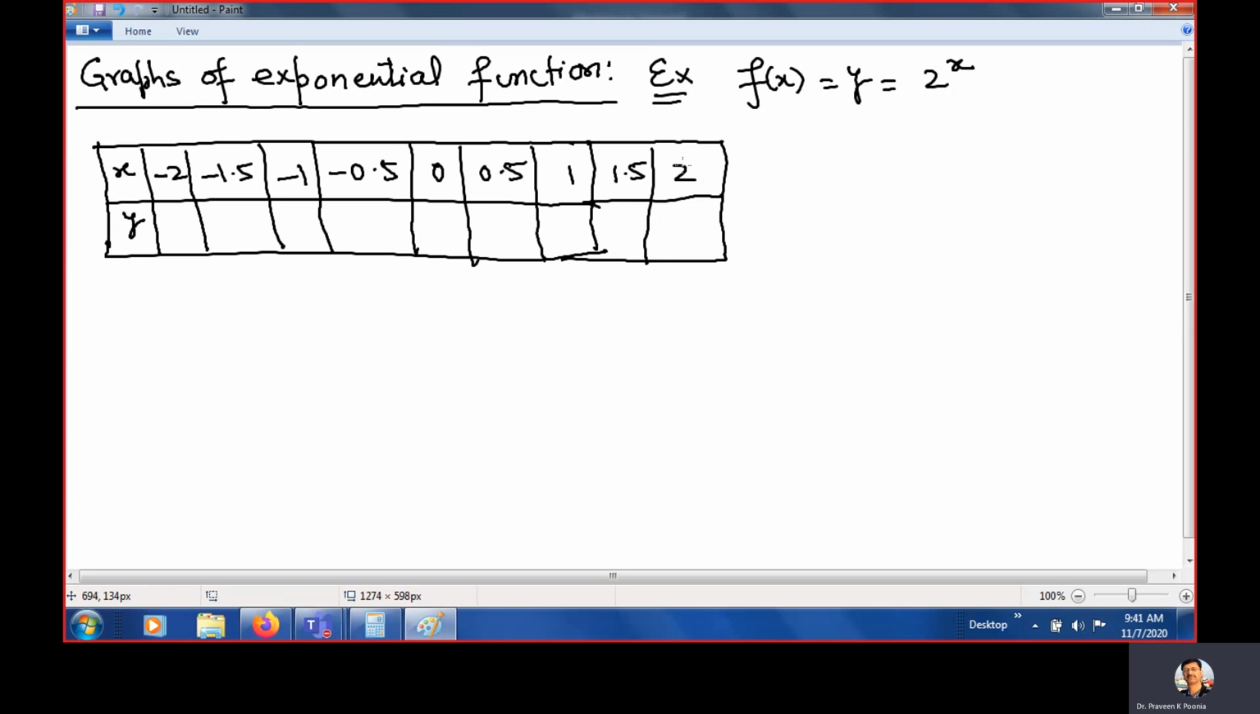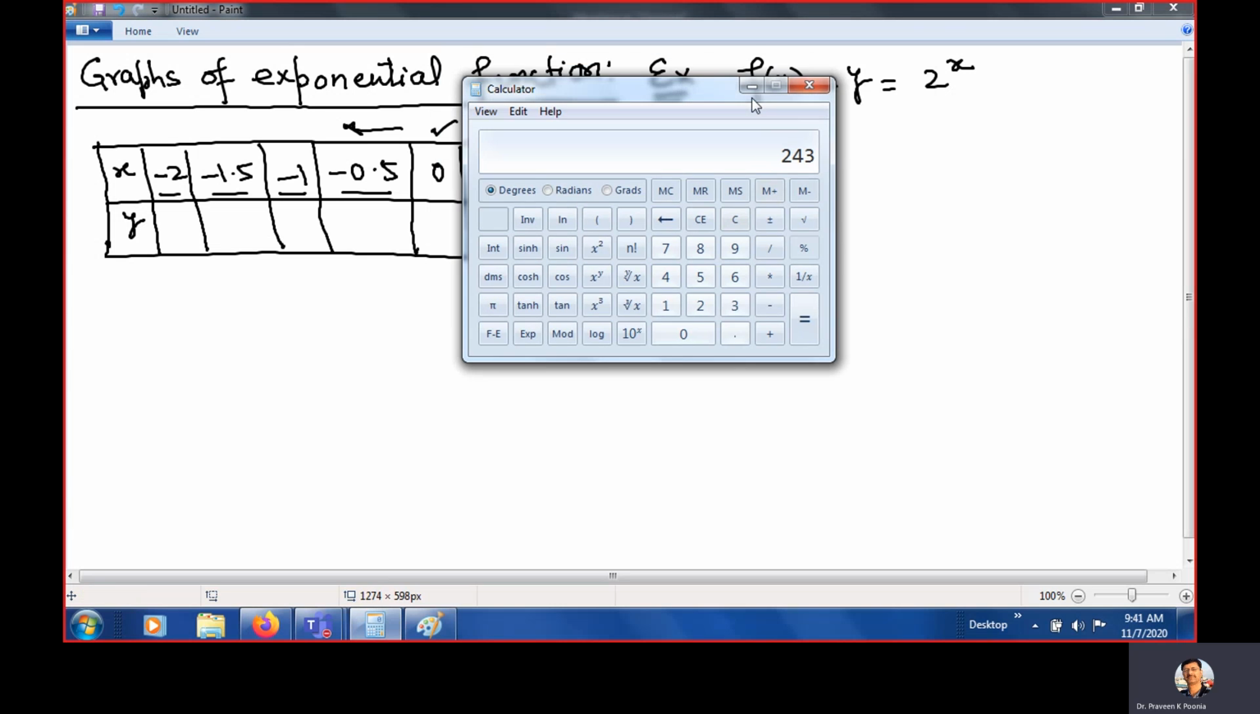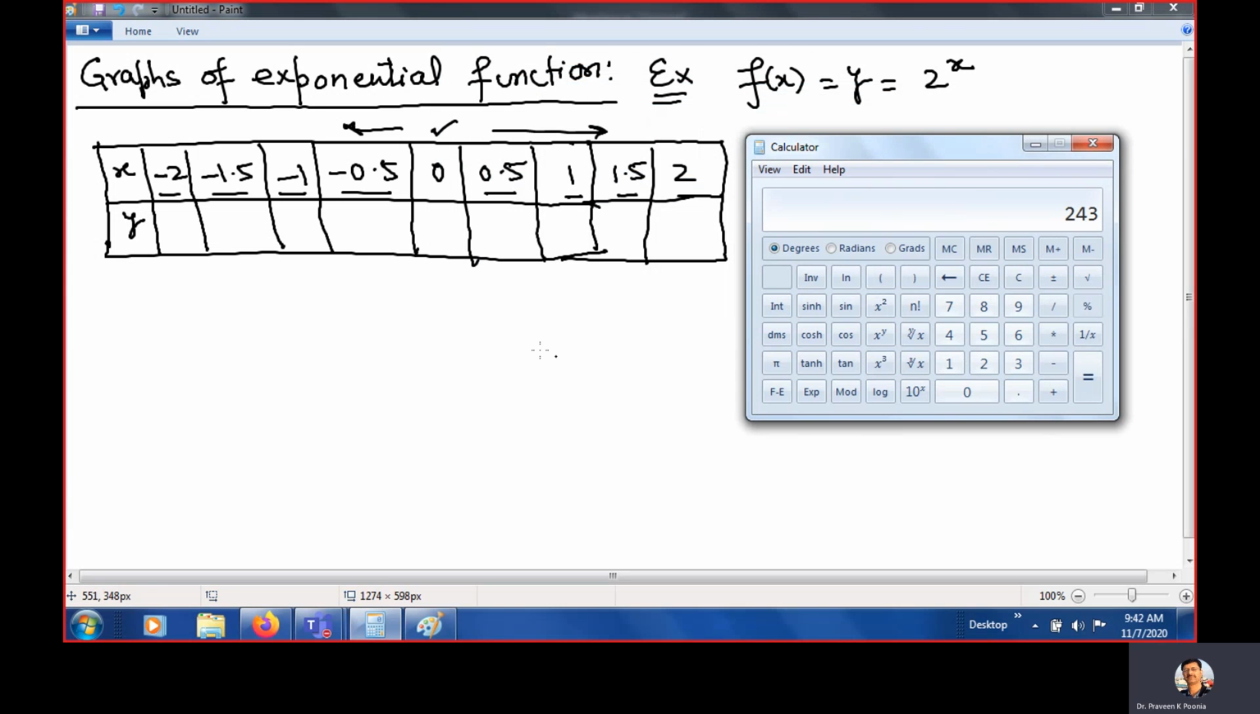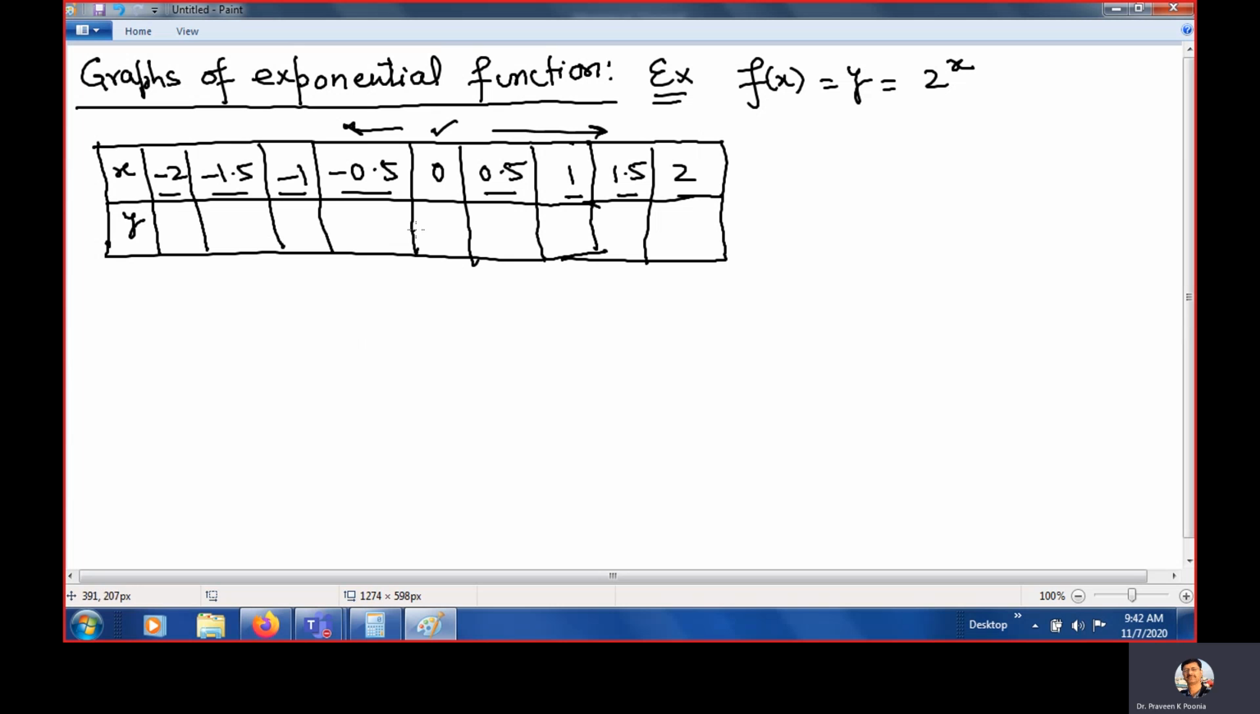Only in an exponential function, please remember, we take the central value 0 and 4 values on this side and 4 values on this side. And I always choose 0.5, 1, 1.5 and 2. Here negative 0.5, negative 1, negative 1.5 and negative 2. These are the values. Now try to use a calculator, open the calculator parallelly, and write the values. So here it is 2 power 0.